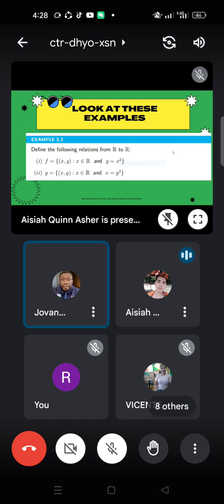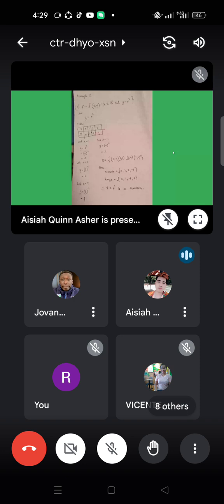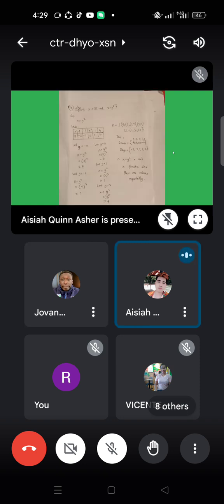Correct me if I'm wrong, sir, this is just my understanding. So I can say that number 1 is a function. In fact, that is called the quadratic function. We are very familiar with that. Yes, sir. And then for number 2, x is equal to y squared is not a function, sir.